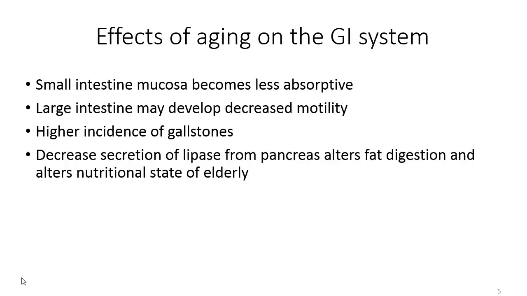The small intestine mucosa becomes less absorptive. The large intestine may develop decreased motility, so that puts them at risk then for constipation. We find they have higher incidence of gallstones as they age, and that there's a decreased secretion of lipase from the pancreas that alters fat digestion and also alters the nutritional state of the elderly.